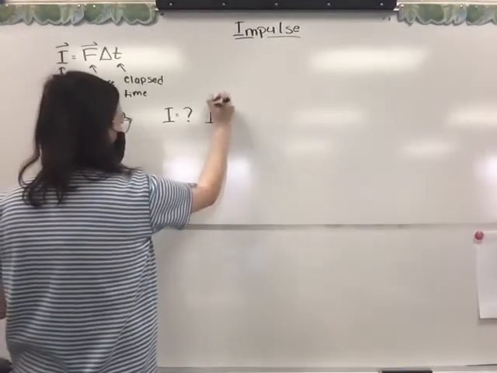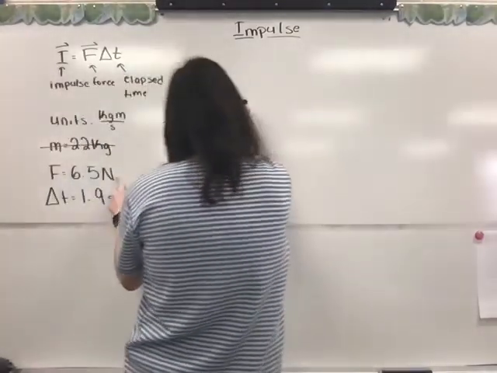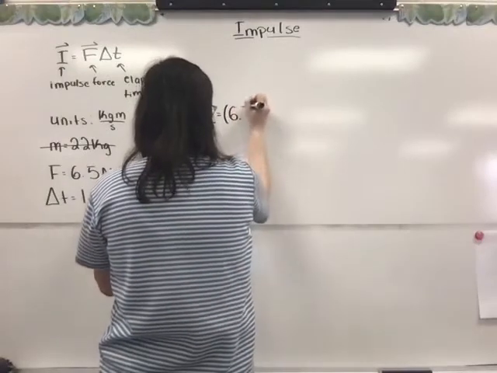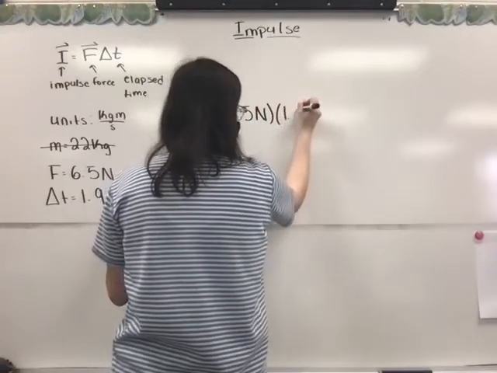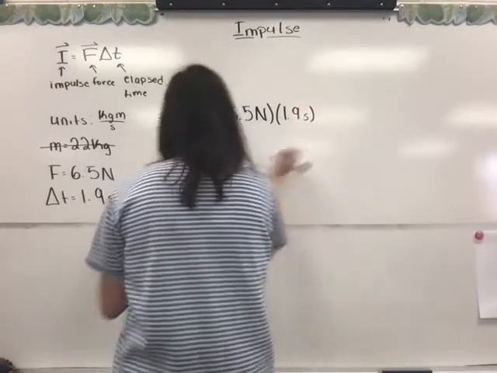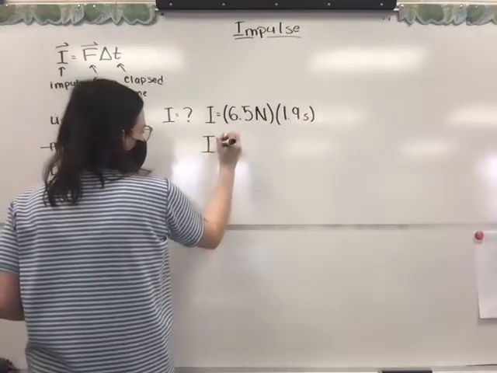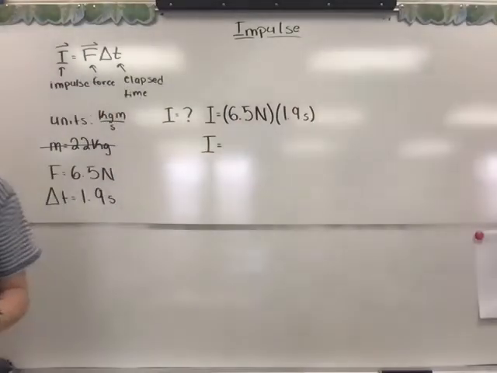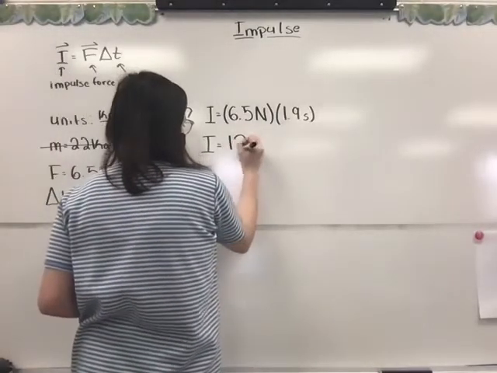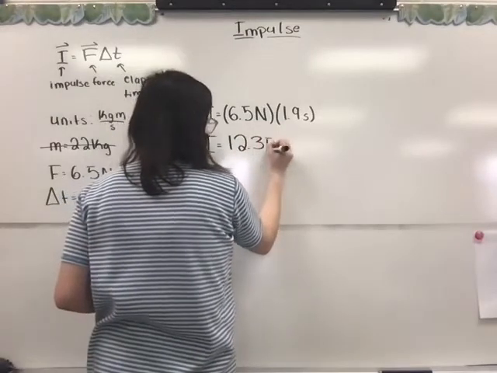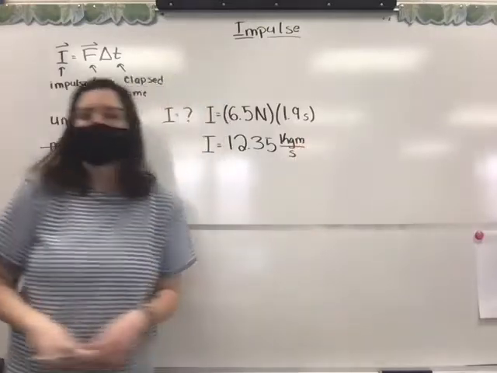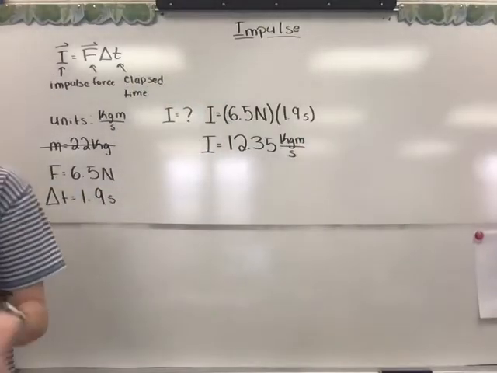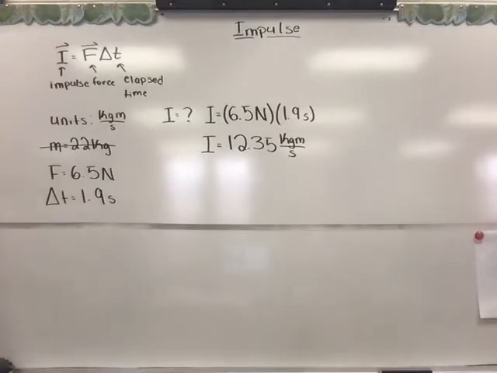So if we know that impulse is equal to force times the elapsed time, we can say that the impulse here would be 6.5 newtons times 1.9 seconds. So what's our impulse going to be here? What did you say it was? Good. And what are the units on that? Kilogram meters per second. Okay? So that's sort of our basis for impulse.